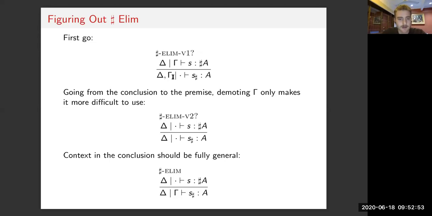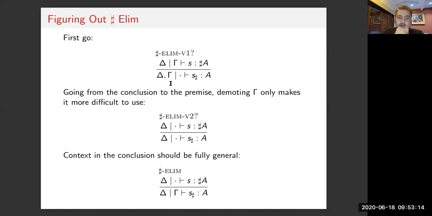If you imagine trying to use this rule, so imagine you're trying to prove an A using a sharp A, then if you're going to use this rule, you have to look at your special context and divide it into two pieces, and then send one piece into the special zone and send the other one into the regular zone.